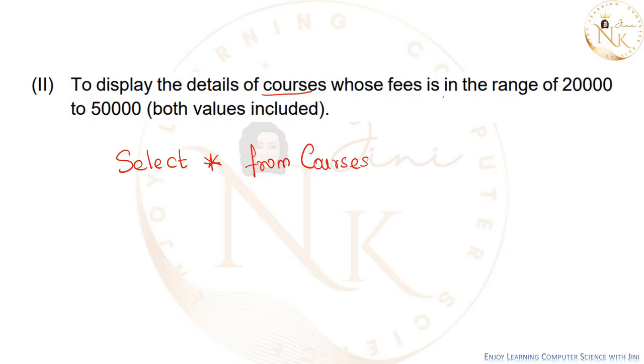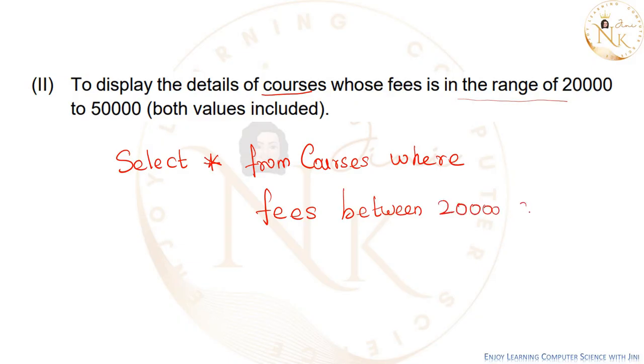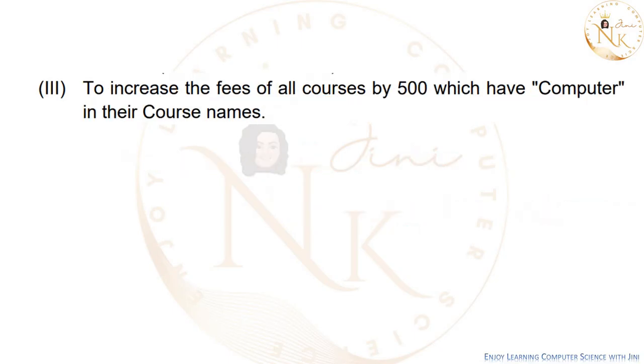Okay. So where fees is in the range. So I'm giving a condition where fees between, the BETWEEN operator, 20,000 and 50,000. So between will include both the ranges. It will include 20,000 as well as 50,000. Both the values will be included. So when you are using between, you have to specify the lower limit and the upper limit.